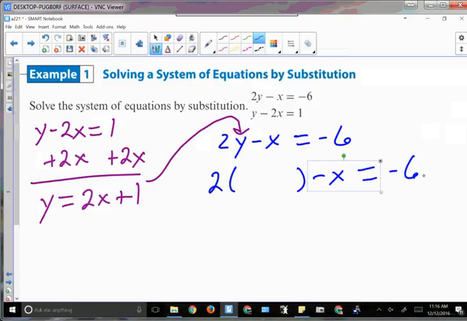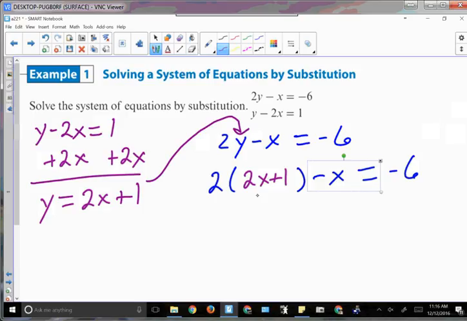Nothing's changed. What am I going to put in here instead of y? Well, that's where the 2x plus 1 goes in, because y is 2x plus 1. Wherever I see y, I can replace it. Now, the reason that we want to go through and do this is because we know how to solve an equation that has one variable.